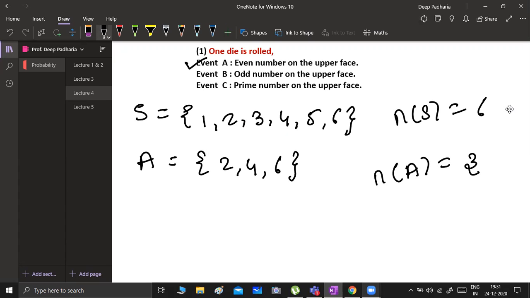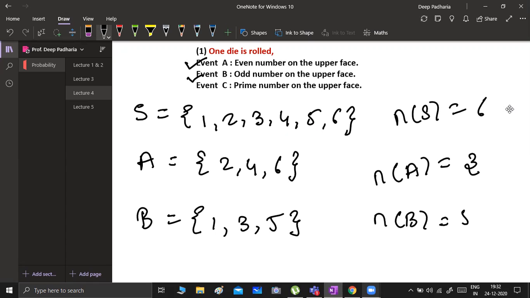Then odd number on the upper face. Next event is an odd number on the upper face. So whichever is event B, mention that, and an odd number on the upper face is 1, 3, 5. So here n of B is 5. Okay, n of B, what will it become? It will be 5. Sorry, n of B will be 3. I'm so sorry. 1, 3, 5 is the event, and n of B would be 3. I'm extremely sorry.